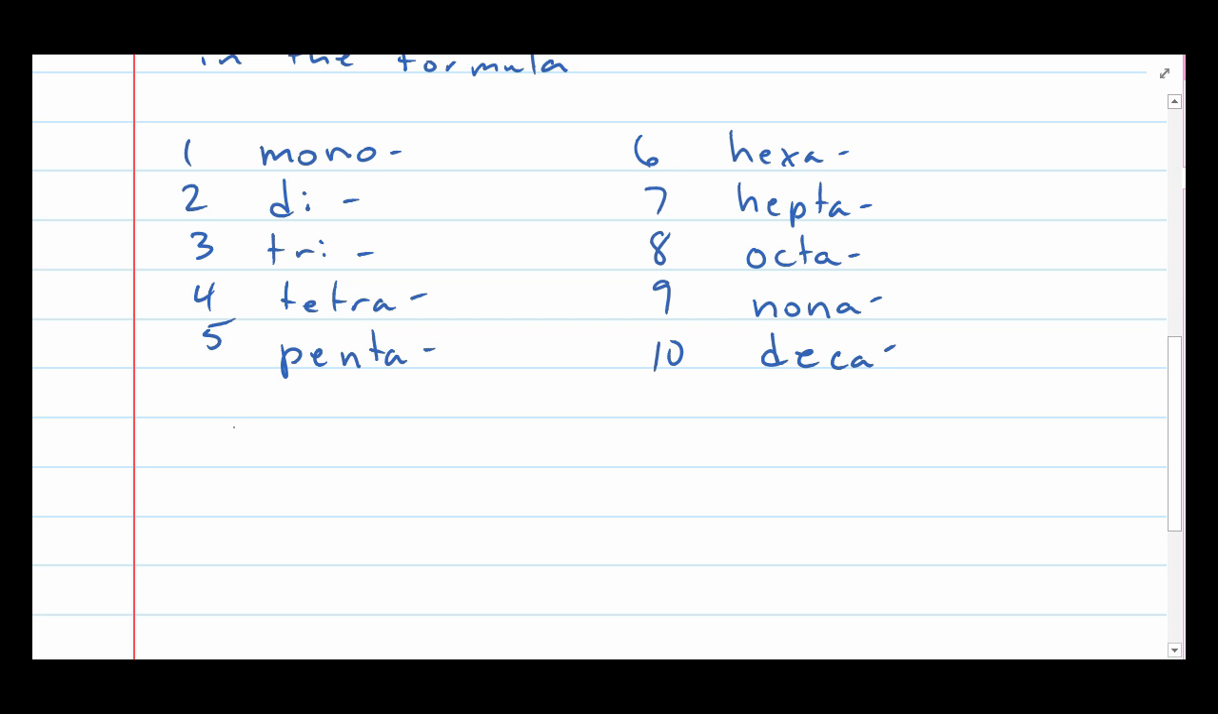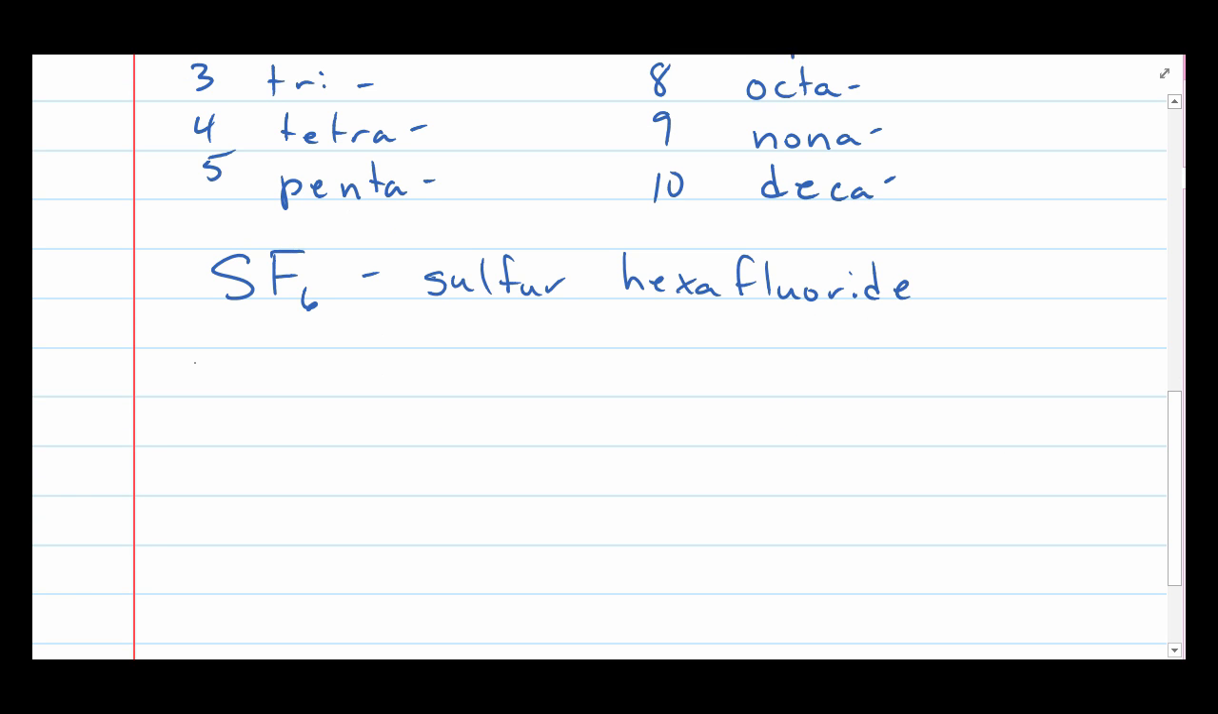If we had SF6, this would be sulfur hexafluoride. Going the reverse direction is easy. Let's say we had diarsenic pentaiodide. Diarsenic pentaiodide.